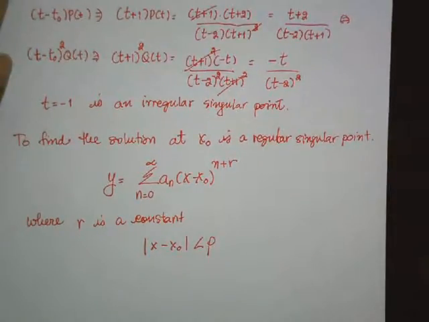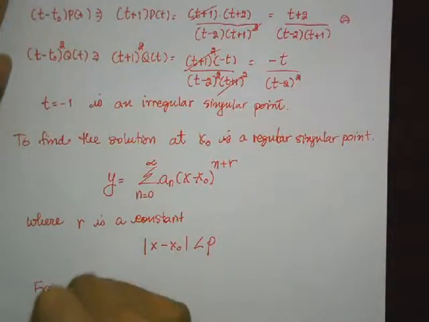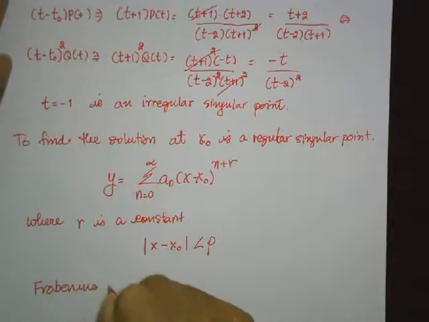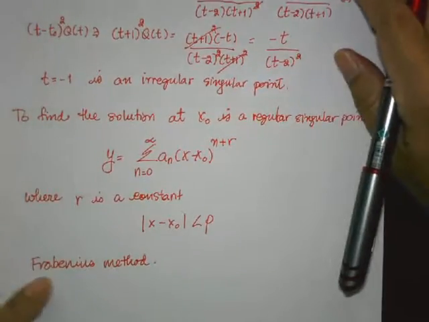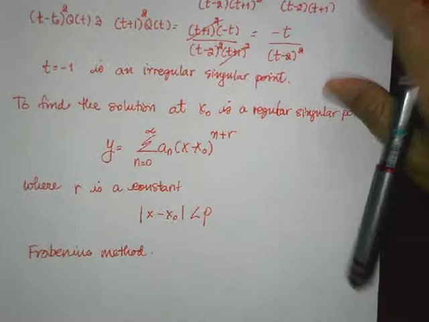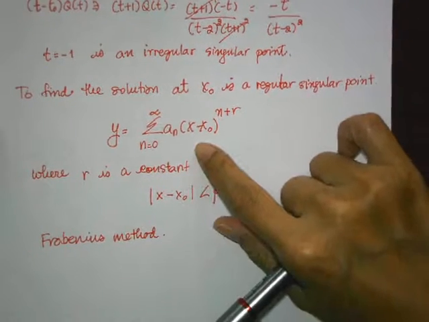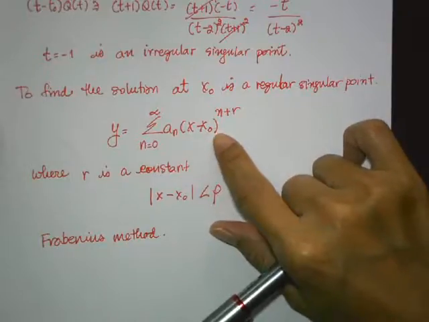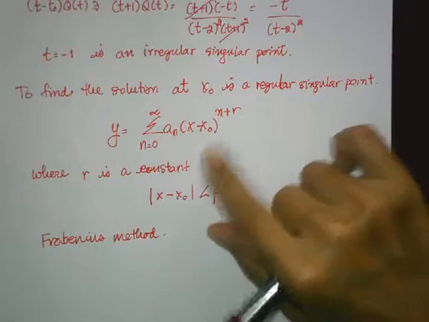And the method that we are going to use is called Frobenius. We are going to use the Frobenius method to find the solution around the regular singular point. And by that, we have to assume that y is equal to the summation of a_n (x minus x0) to the power n plus r. And r is a constant.